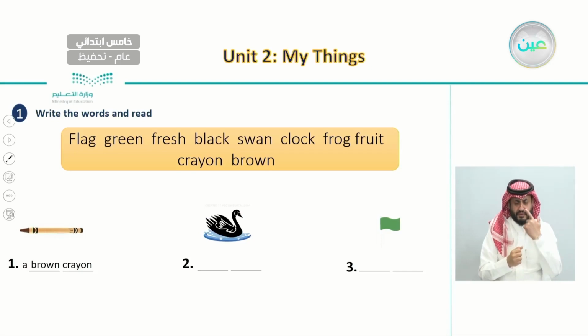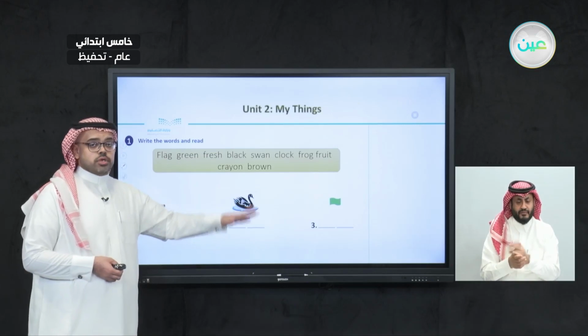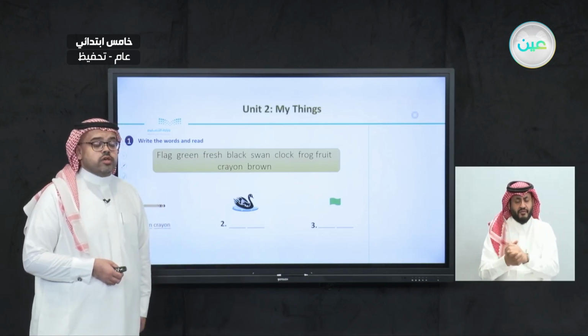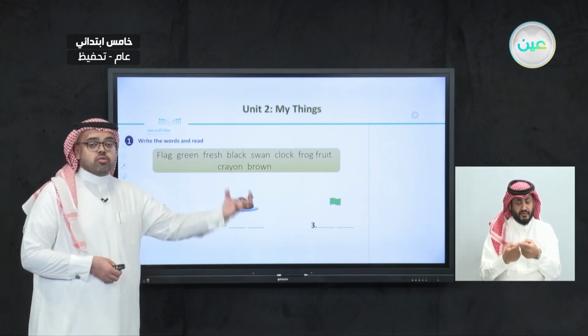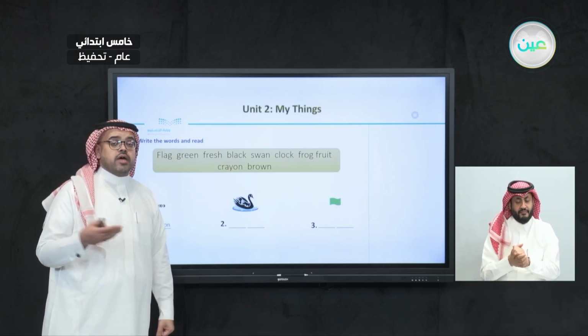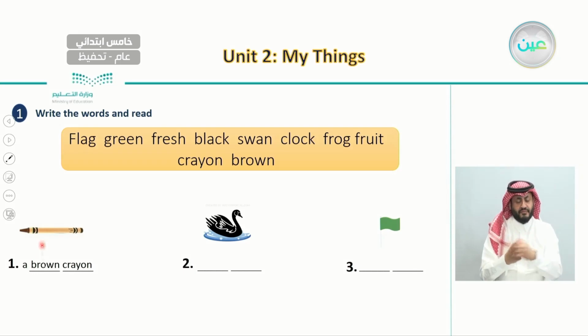So here we go. This is how we're going to answer this exercise, where we have different pictures, and what we're going to do is write first the color of the picture and also the name of the picture. As we can see in the example in the first one, this is a brown crayon. So we said first the color and then the name of the thing. So let's start to answer number 2. Number 2, what is the color of number 2?